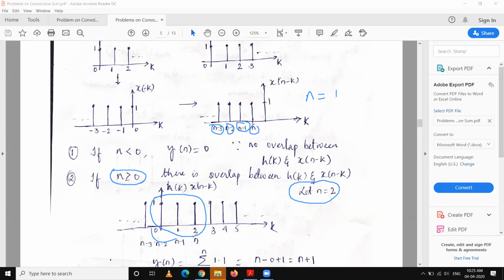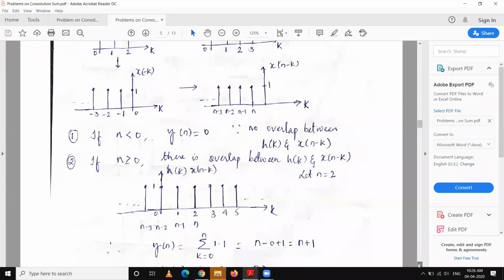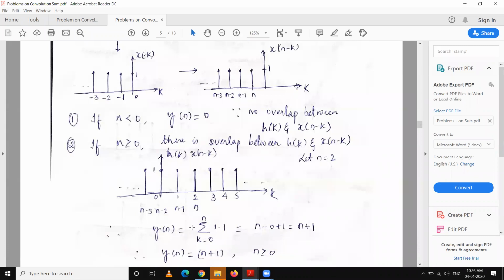So 0 to n. This is the leading edge, and this is the trailing edge of x of n minus k, from 0 to n. That's why we have written here y of n is equal to the sum over k equal to 0 to n, because this is the ending part of n, so it is 0 to n.